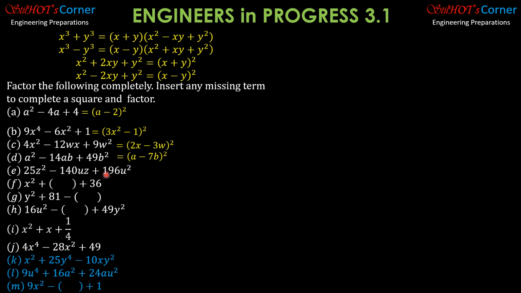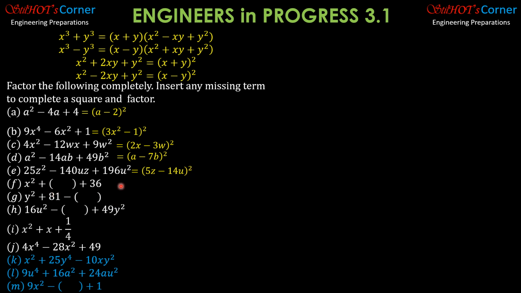25z square is a perfect square. 196u square is a perfect square. Square root of 25z square is 5z. Square root of 196u square is 14u. 5z times 14u is 70uz times 2, so 140uz. Since this is negative, the complete factored form is open quantity 5z minus 14u close square. So 5z minus 14u close square.